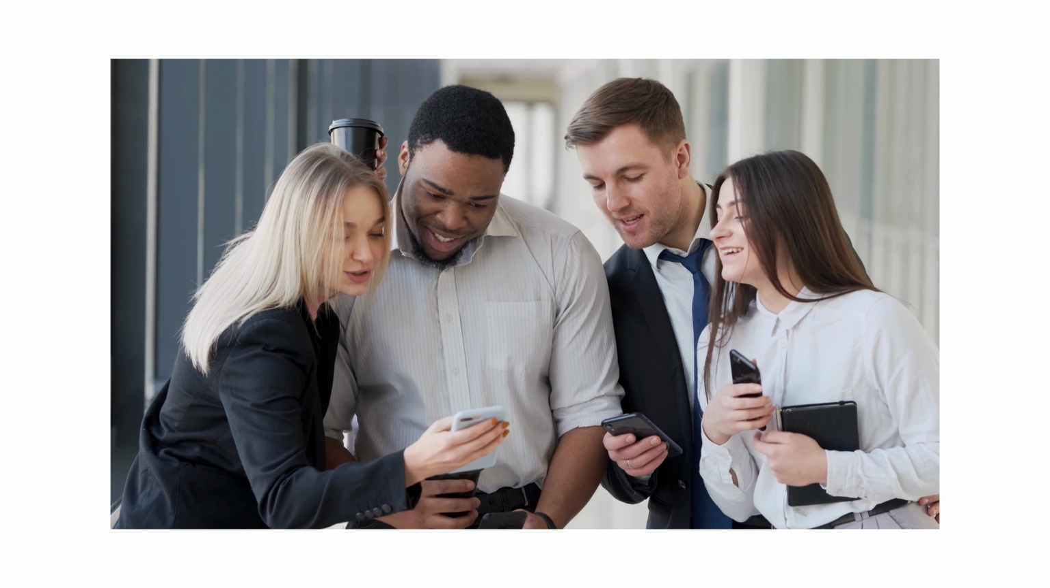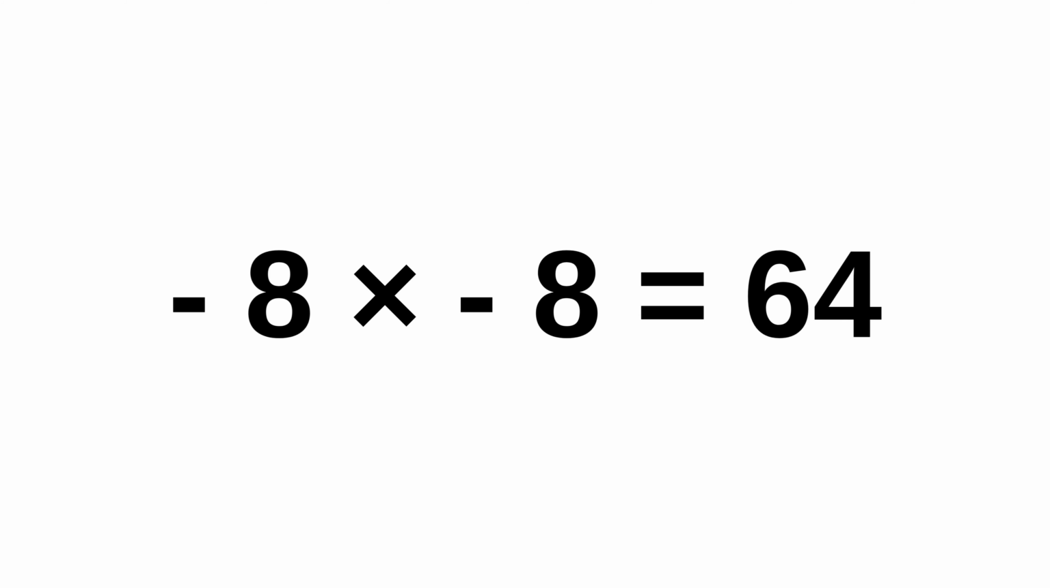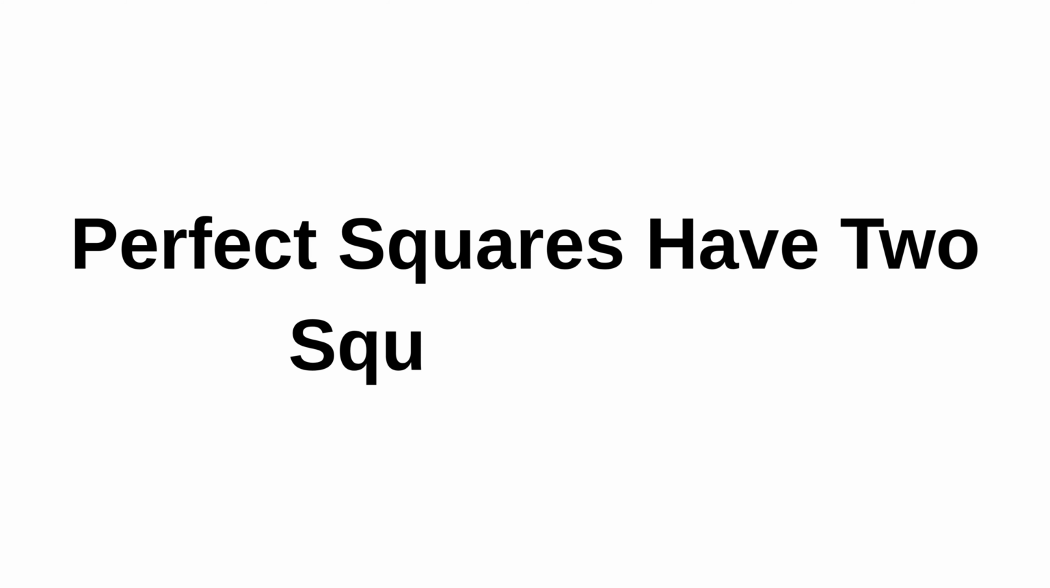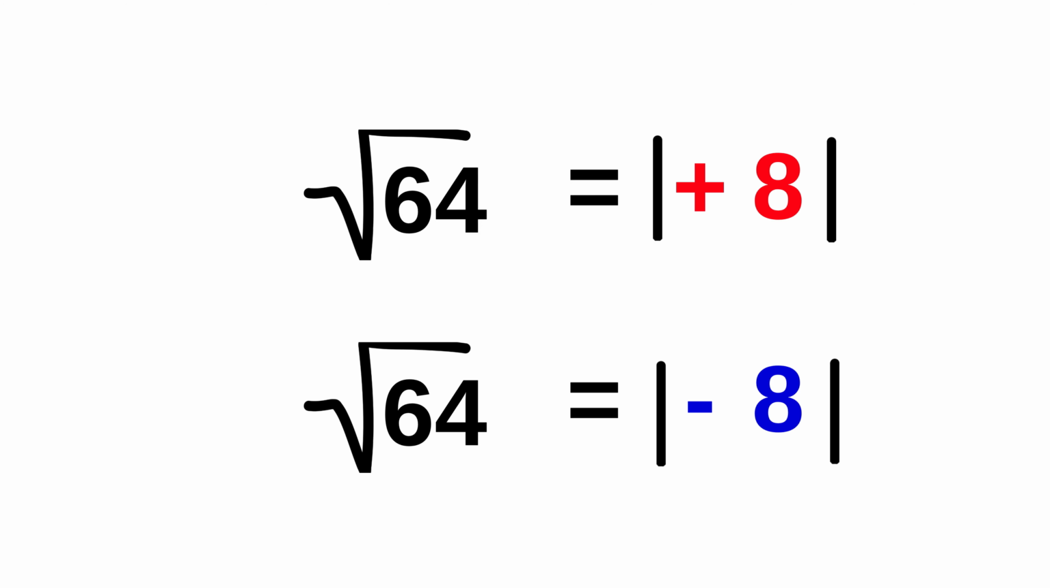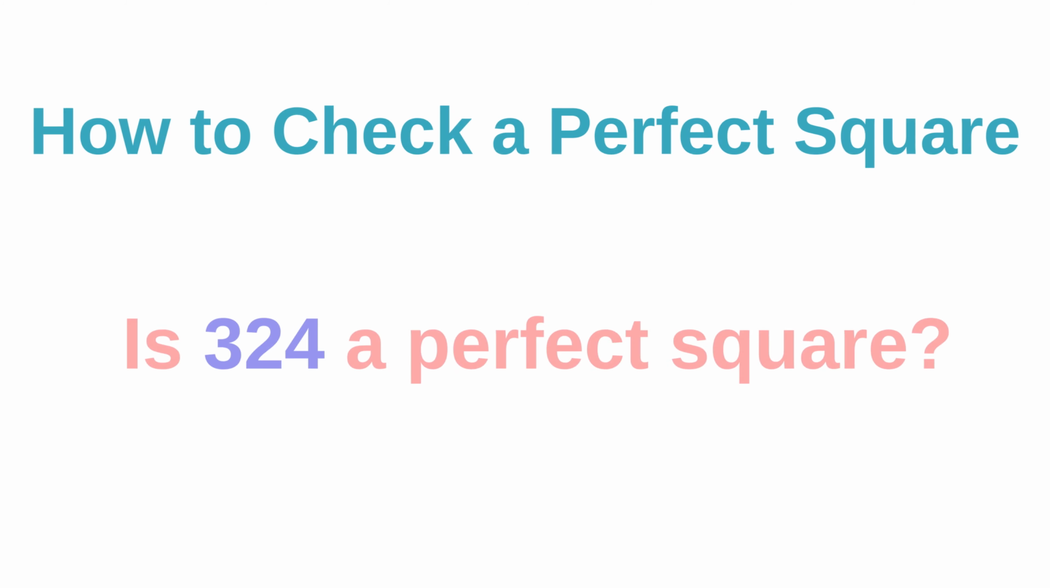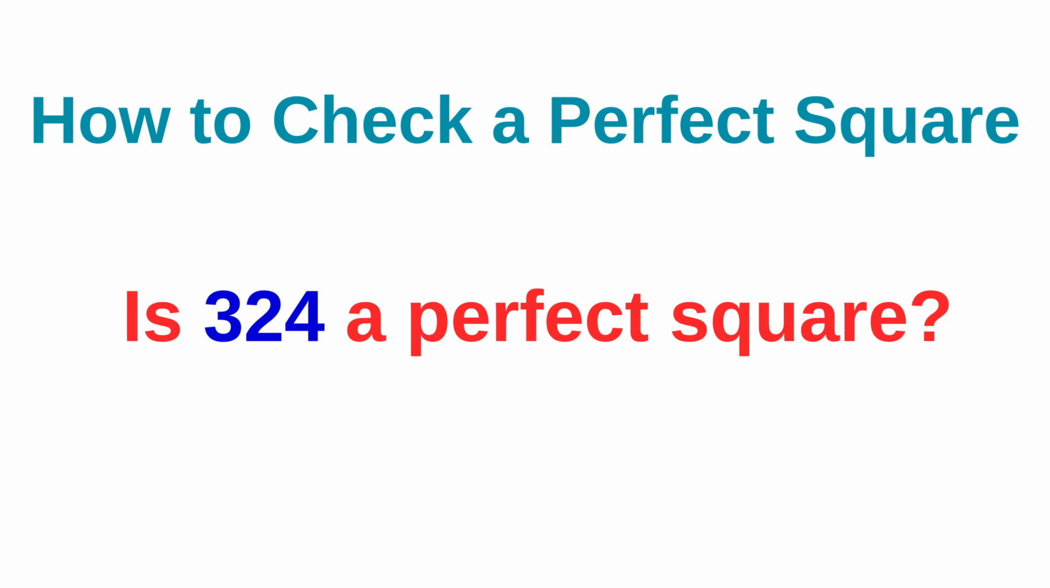But here is something interesting. Minus 8 into minus 8 is also 64. So every perfect square actually has 2 square roots, one positive and one negative. However, in most school problems, we usually take the positive square root. Let's see how we check whether a number is a perfect square.